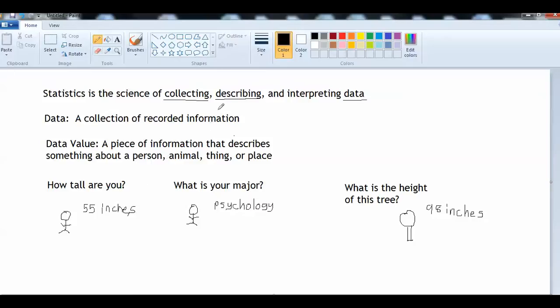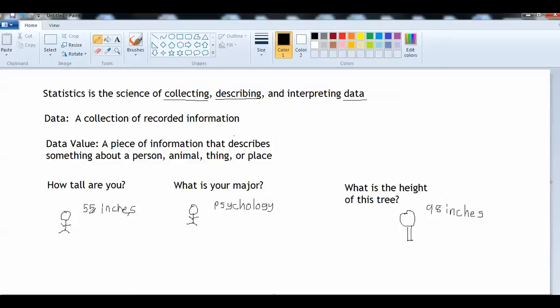So, two main ways of describing data that we'll talk about are calculating values that summarize a set of data and creating charts and graphs.